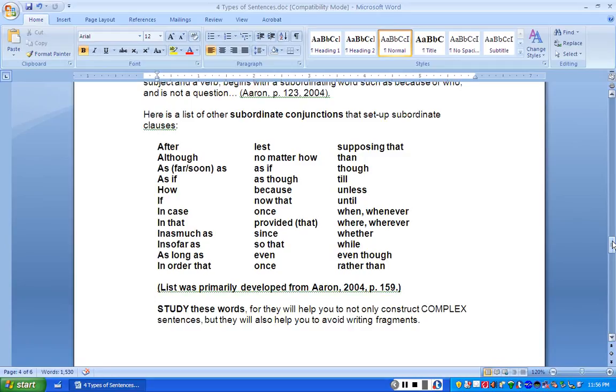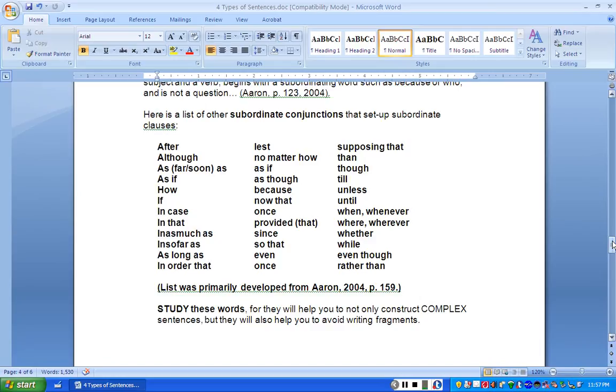So, to craft a complex sentence, you need to first begin with a subordinate conjunction, like after, although, though, unless. All of these words you see listed here, since. So, and it will force you to write an incomplete thought. If you use any of these words to begin a sentence, it will force you to write an incomplete thought. For example, let's look at the word although.